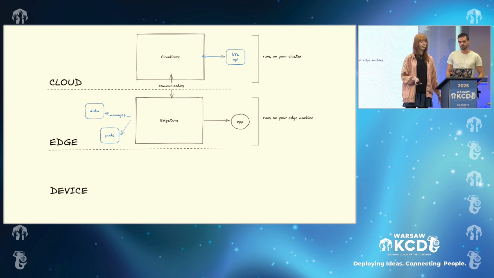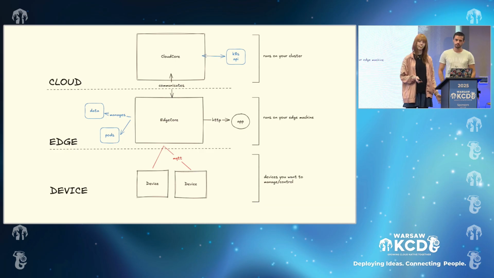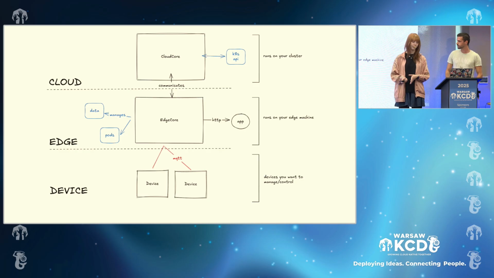The edge core is installed as a single binary on the machine. The edge core talks to the device layer via MQTT protocol, and it also talks to local applications via HTTP. And on the device layer, you can find your actual devices. So again, sensors, robots, cameras, and so on. And KubeEdge also offers a framework where you can represent these kinds of machines as Kubernetes custom resources, which we will talk a little bit about later. I have marked here the Kubernetes API related streams in blue and the ones that are related to the devices in red. So maybe this can make the following slides a little bit easier to follow.